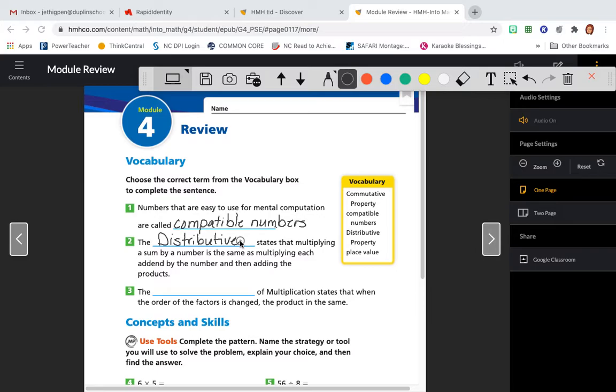Number three, the blank of multiplication states that when the order of the factors is changed, the product is the same. That is your commutative property. Make sure you have those definitions written down. Now let's practice. Let's apply what we've learned this week in some of our problems.